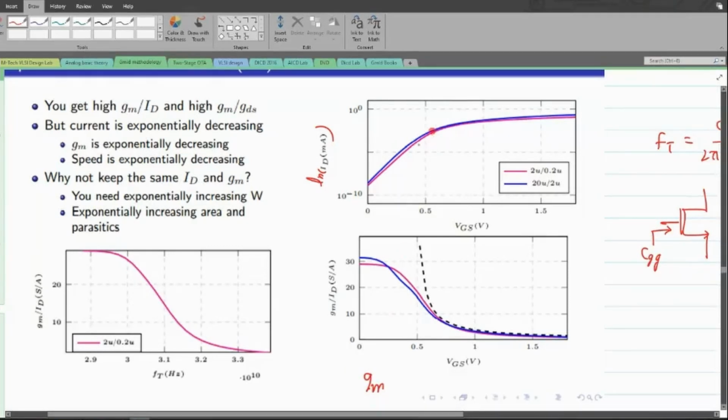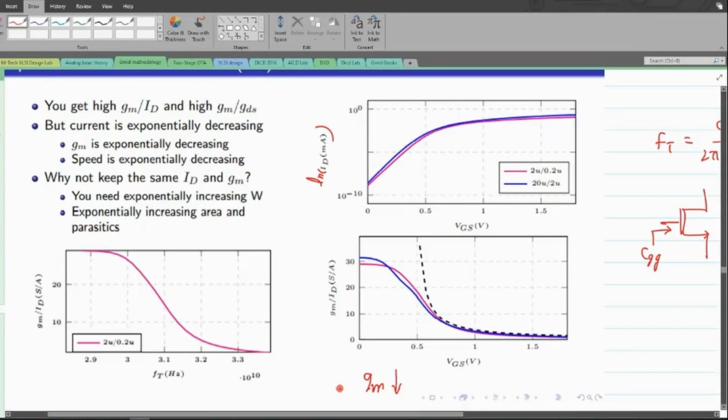Now, clearly whenever I'm trying to operate in the weaker inversion, the current is stepping down, and due to this the GM, which shares the same relation as my ID just by a scale factor, will also be reducing. In order to maintain a constant value of GM over ID, when the current is getting degraded, the GM also has to get degraded at the same rate to ensure that the ratio remains constant. But in turn, the speed also gets decreased.